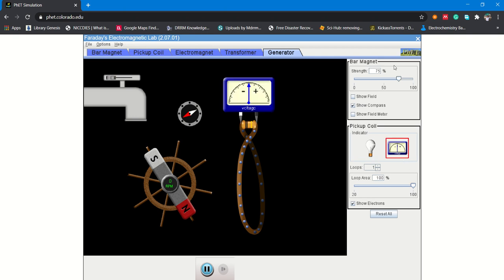Okay, you can change that. Also, you can change the number of the loops. Okay? Pwede yan. So, maraming pwedeng baguhin. And also, you can change how strong the magnet is. You can change the strength of the magnet. So, pwedeng 0%. So, ibig sabihin, hindi siya magnet. 50% strength of a magnet or 100% strength of a magnet. So, marami tayong pwedeng gawin dito.